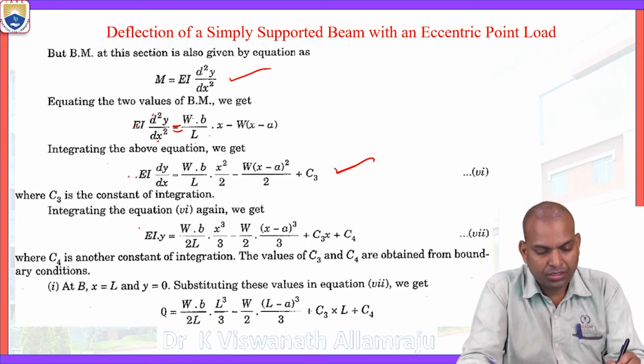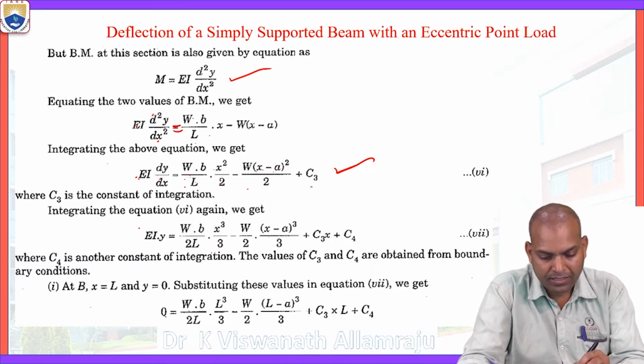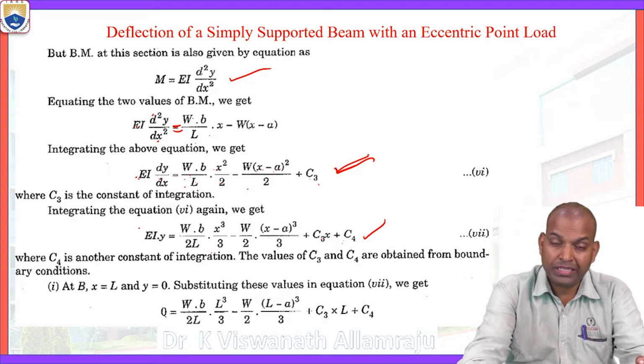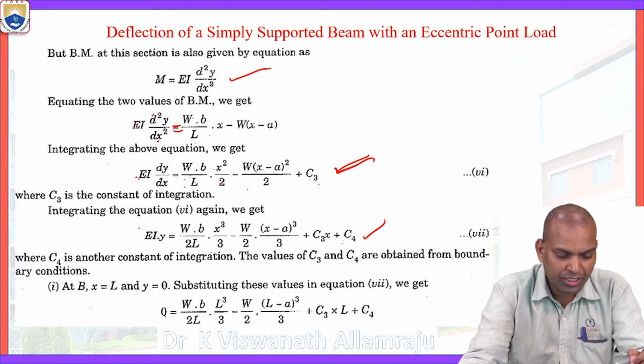Again, integrating this slope equation, EI y equal to WB by L times x cube by 6 minus W by 2 times x minus a whole cube by 3 plus c3 x plus c4. The c3 and c4 are again constants of integration. How to find them? By using two more boundary conditions.